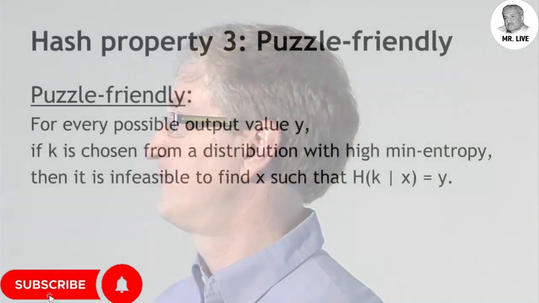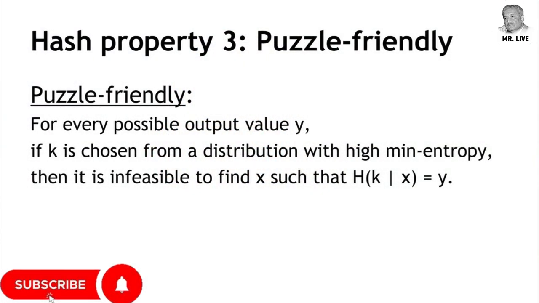The third security property we're going to need is that they're puzzle friendly. And this is, again, a little bit more complicated, but let me just go through it bit by bit. For any possible output value y that you might want from the hash function, if k is chosen from a distribution that has high min-entropy, that is, k is chosen randomly from some set that's super spread out, then there's no way to find an x such that the hash of k and x is equal to y.